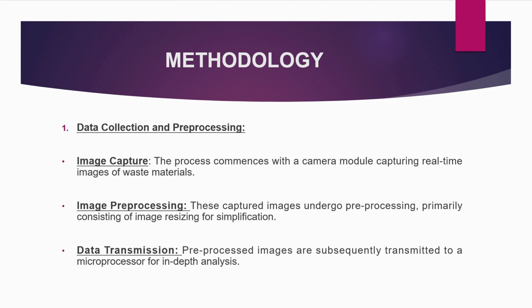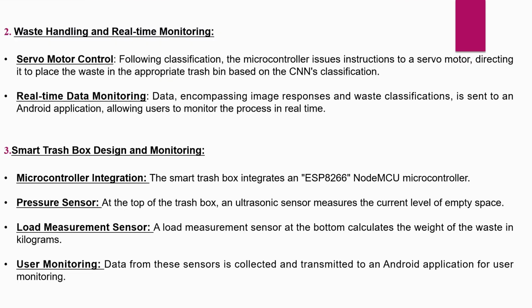The first is about data collection as well as pre-processing. First, image capture. The image is captured by the camera module. Next, image processing. Whenever the camera captures the image, the pre-processing of the image is done by the CNN algorithm. Next, data transmission, right? These pre-processed images are transmitted to the microprocessor, which is going to do the deep analysis.